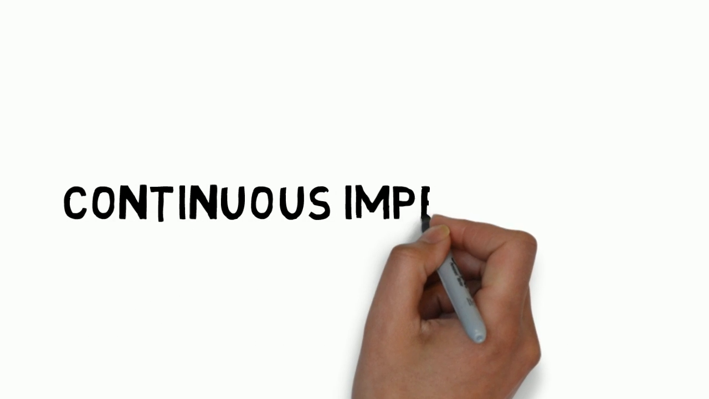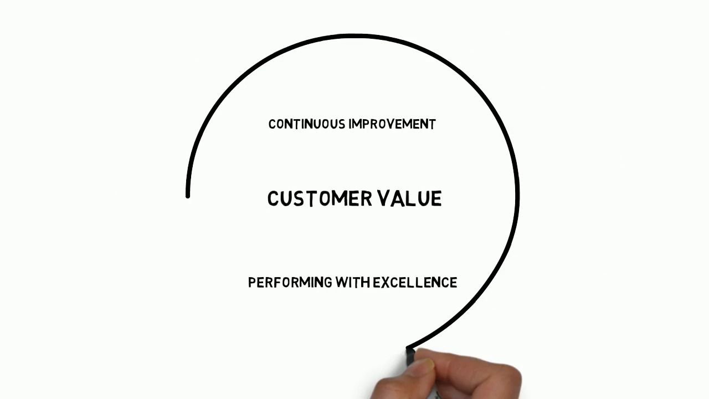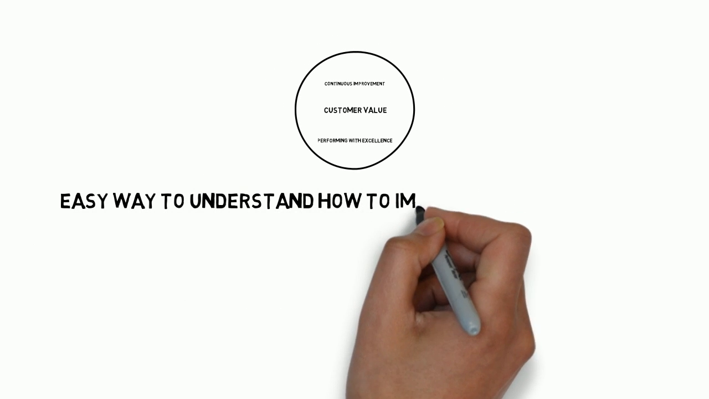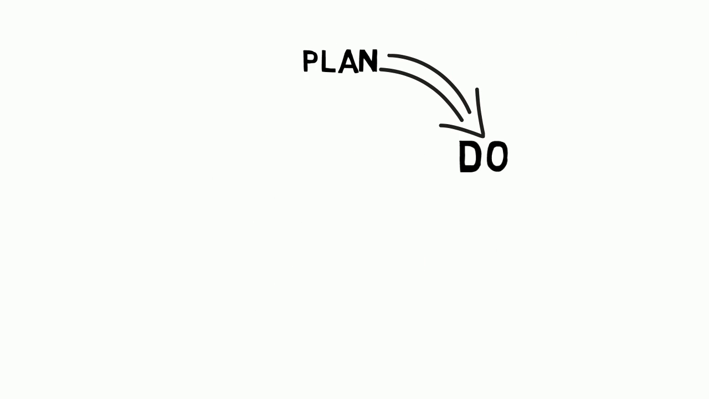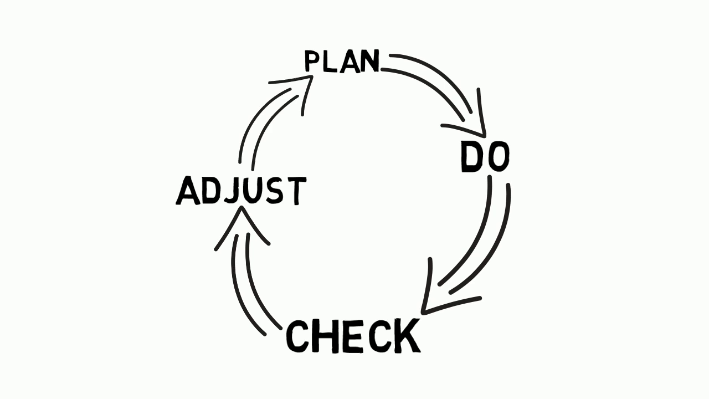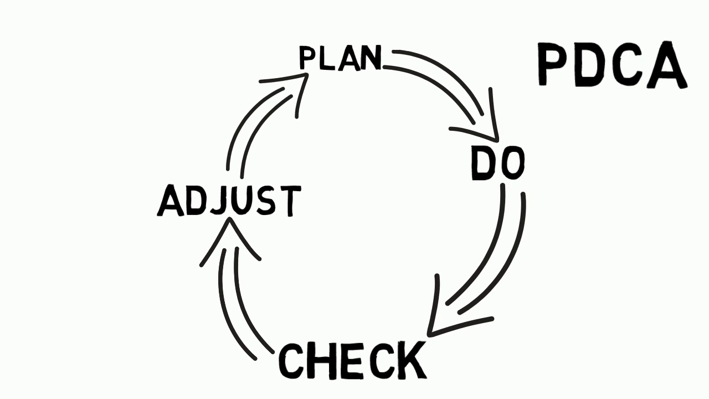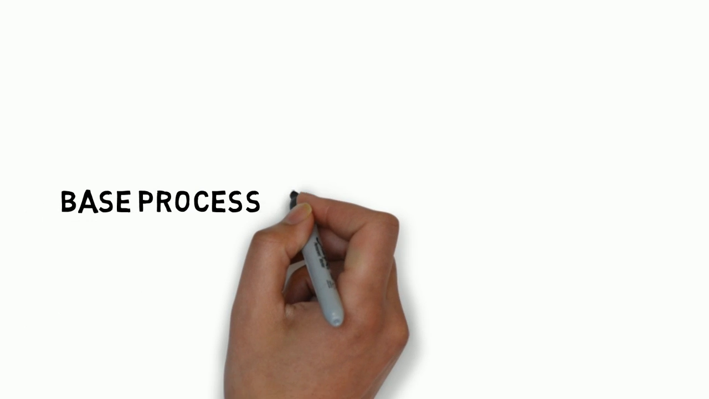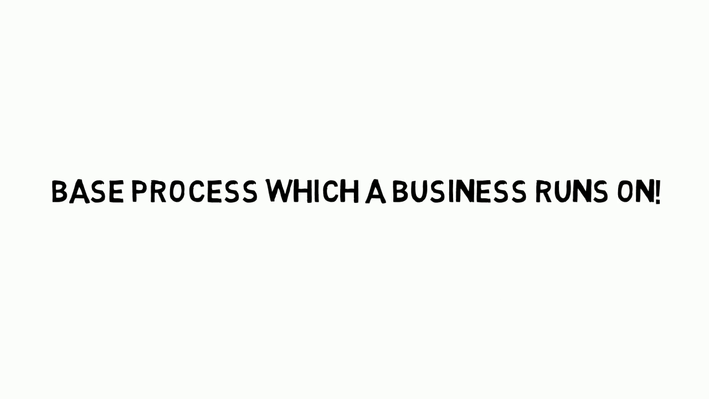We hear a lot these days about continuous improvement, customer value, and even performing with excellence. And amongst all these buzzwords, is there an easier and simpler way to understand how to improve the work that we do? Well, in fact, there is. And it is as easy as plan, do, check, and adjust, also known as PDCA for short. And in fact, it is the base process upon which a business runs on. Well, how, you might ask?